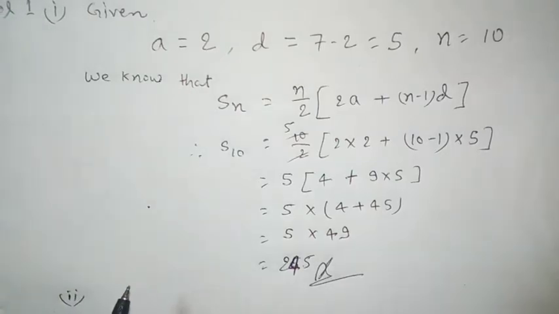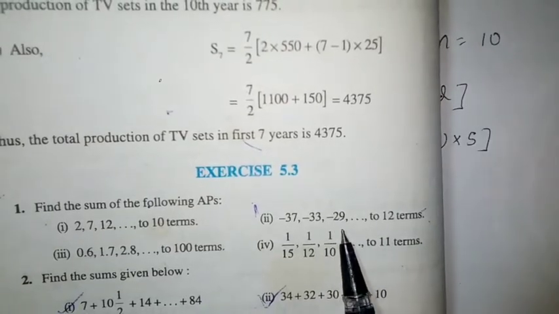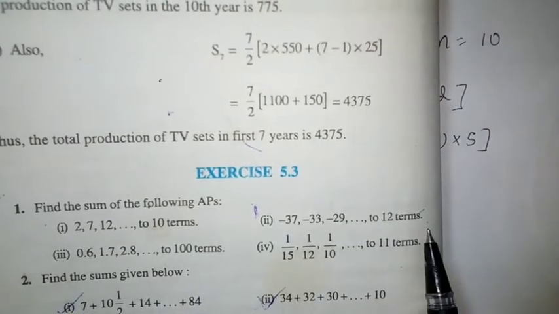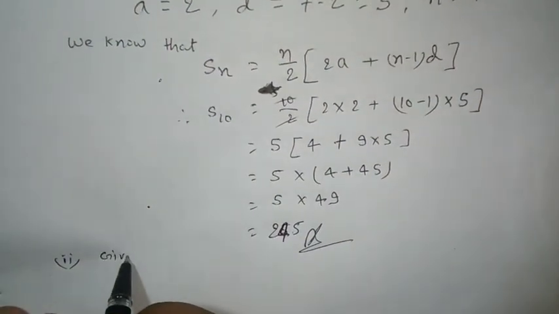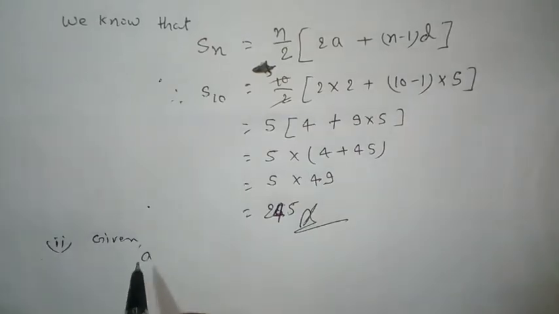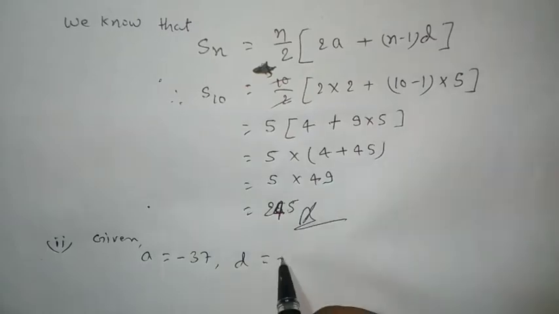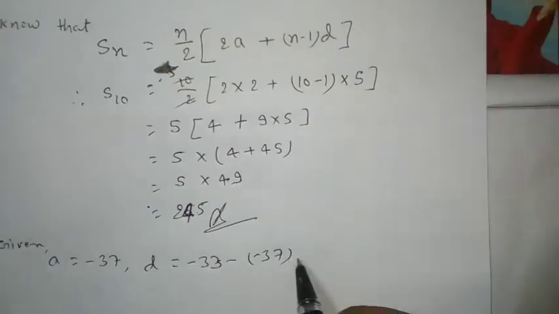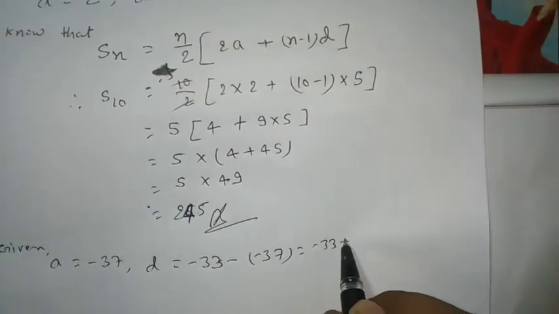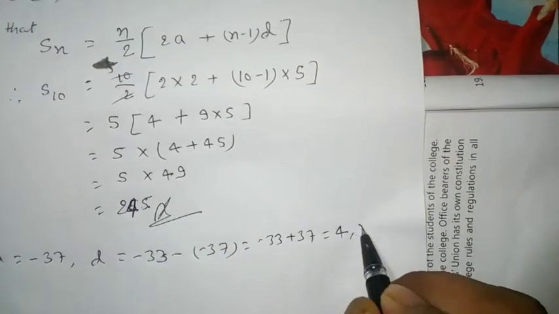Second question: minus 37, minus 33, minus 29, and so on, to 12 terms. Now, given: a is equal to minus 37, d is equal to second term minus first term, is equal to minus 33 plus 37, is equal to 4. n is equal to 12.